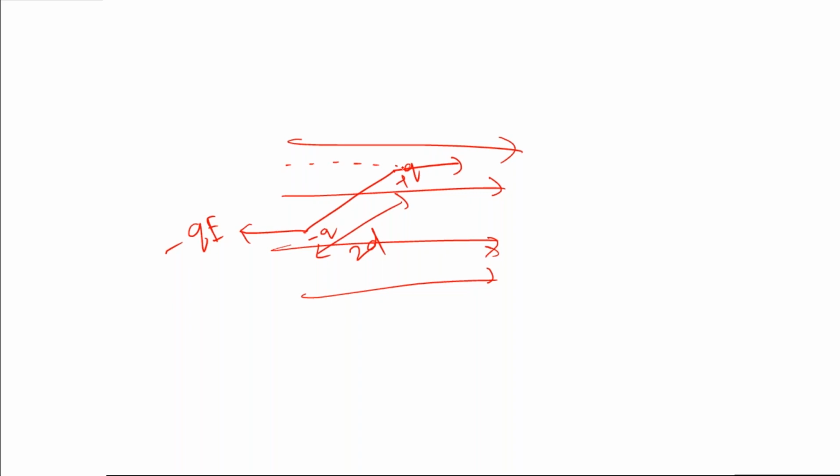See, these are two antiparallel forces, they are equal in magnitude, but their lines of action are not in the same line. See, this is the line of action of force for this qE, and this is the line of action of force for the minus qE. They are not in the same line. That's why, first of all, there are two equal and opposite forces acting on both sides of the electric dipole. So there will be no net force on the dipole. And since these two forces are equal and opposite, there will be no linear motion.